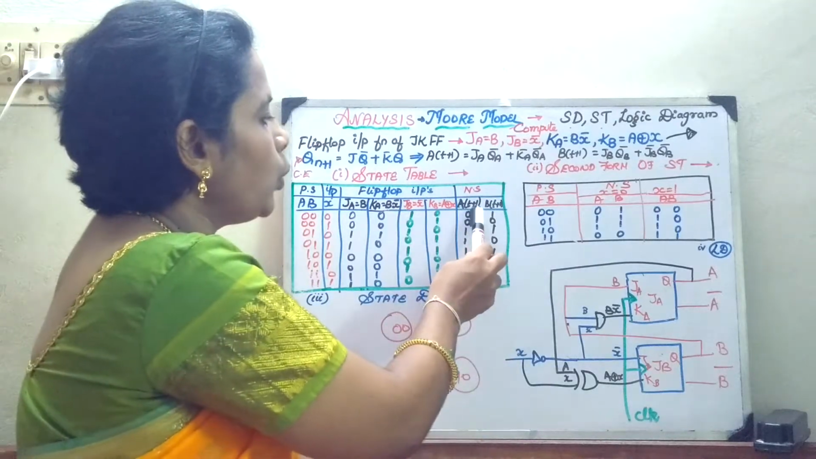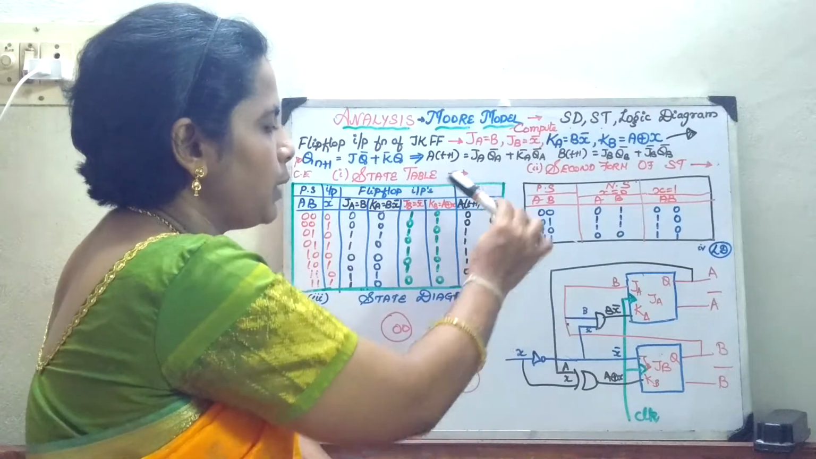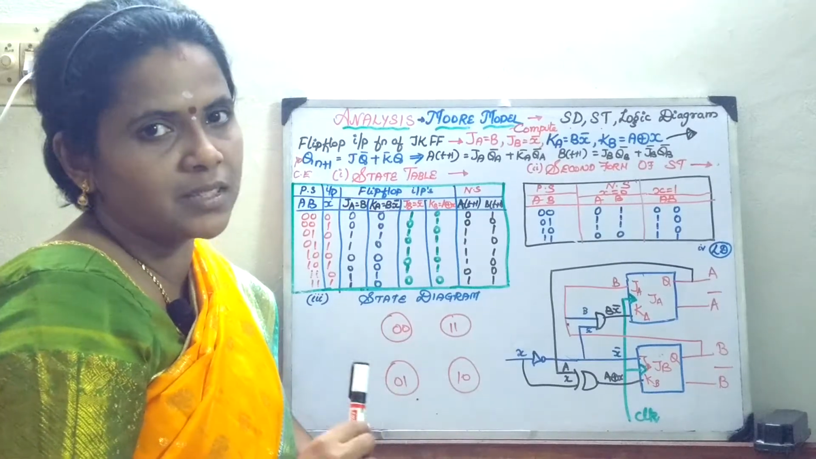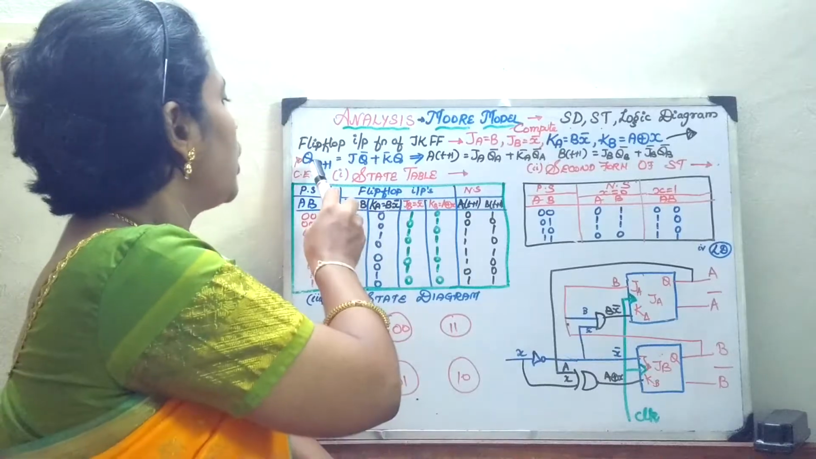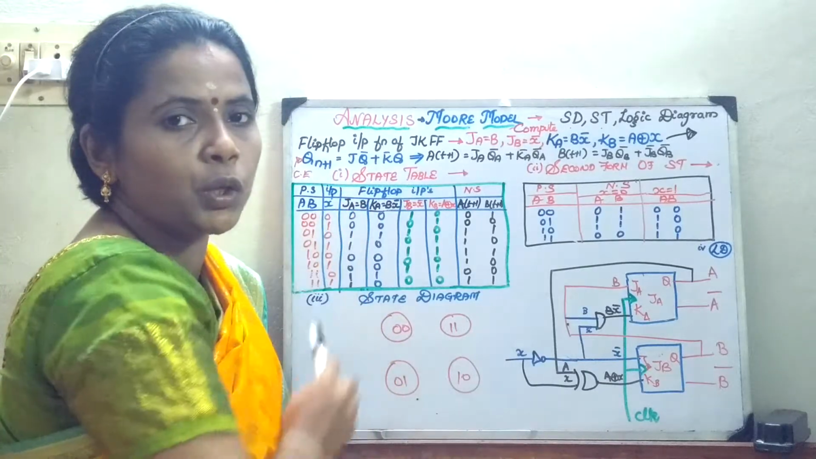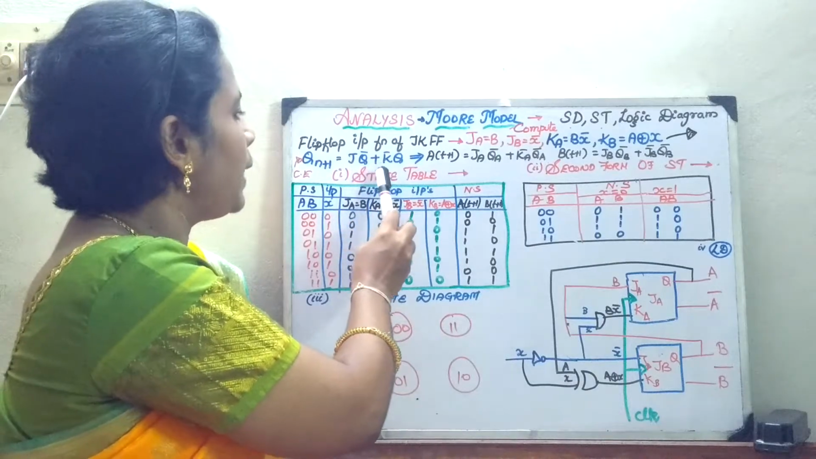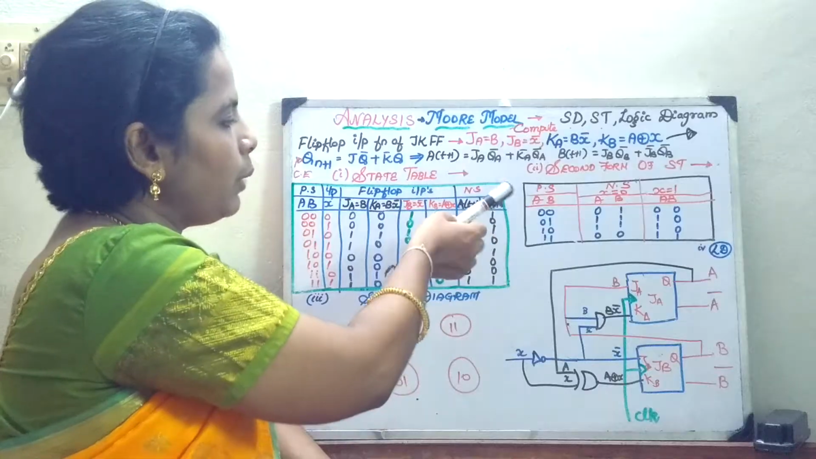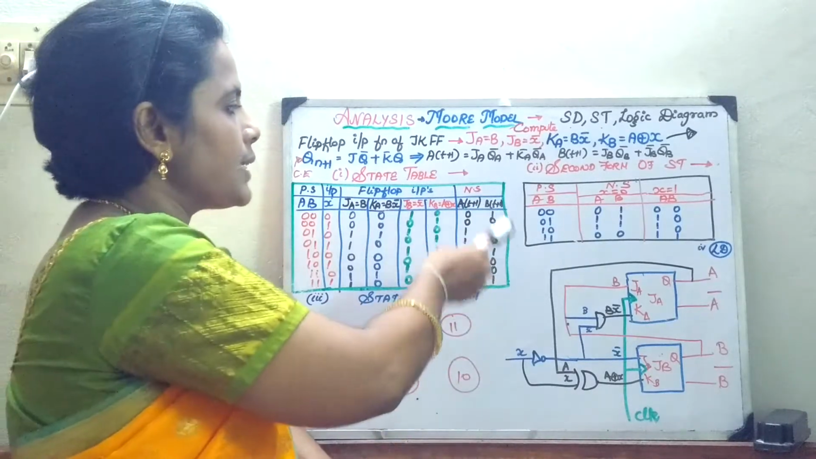Now you have to compute the next state. What is A of t plus 1? What is B of t plus 1? You have to compute, for which you should know the characteristic equation which we have already studied. What is the characteristic equation Qn plus 1 of your JK flip-flop? It is nothing but J into Q bar plus K bar into Q. Now you just substitute and make it ready for entering the data in the next state.